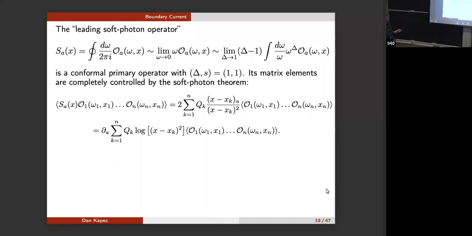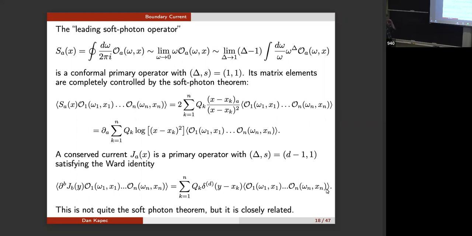Okay? So if you just plug in my parameterization for p and epsilon, you'll find that insertions of this soft photon operator is basically just a derivative of the logarithm with an argument, just the separation on the celestial sphere. Okay? So this statement is just completely equivalent to Weinberg's soft photon theorem.